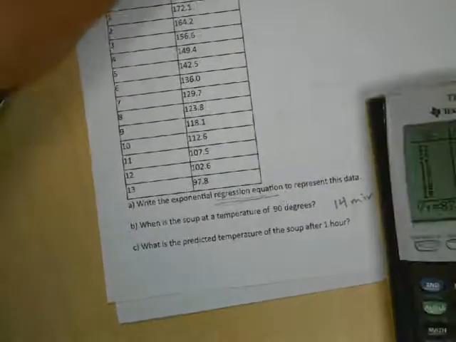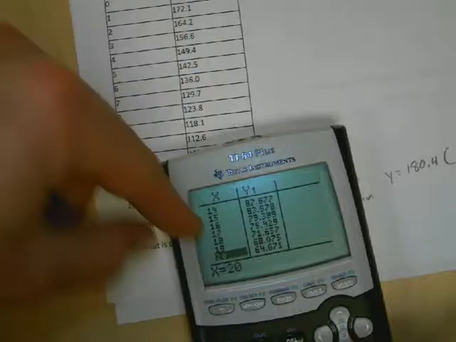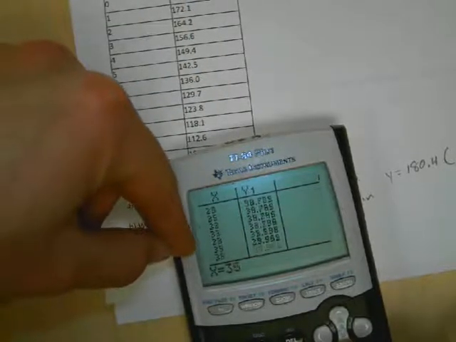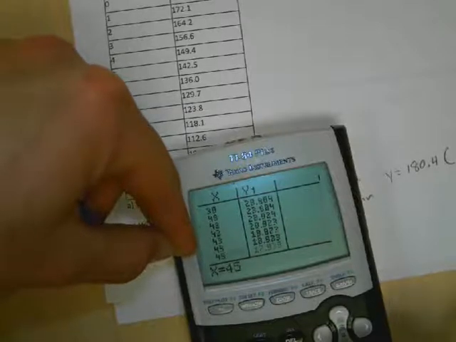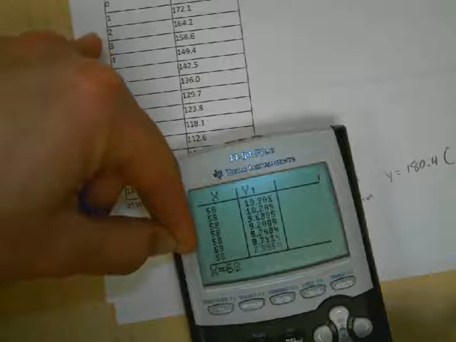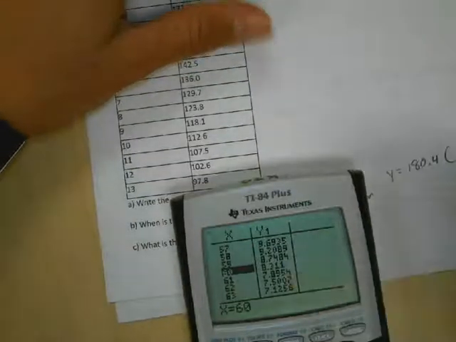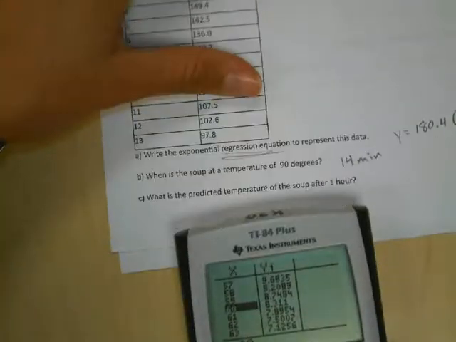And then what is the predicted temperature of the soup after 1 hour? If I want to look at it after 1 hour, a great thing is it's already in my calculator. Remember these are in minutes, so I just need to scroll all the way down to 60 minutes. Do keep in mind that this is going to keep a more accurate record. This is going to do a little better with the decimals than I did with my calculator on my computer in the video before.